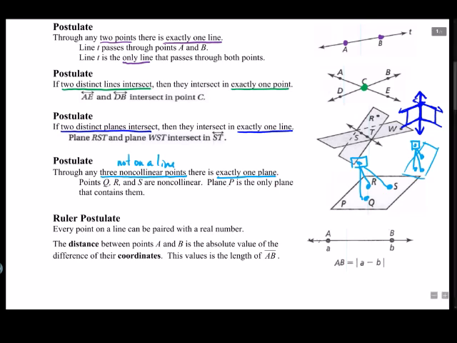Plane P is the only plane that is going to contain these points Q, R, and S. That one's a little harder, but if you start looking in the real world, you will see this.